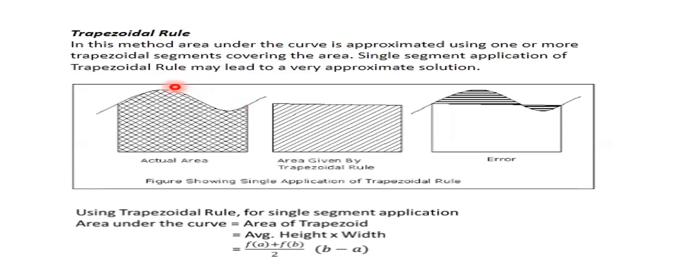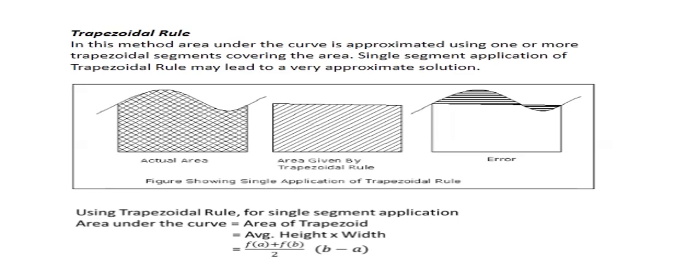If you look at the actual area and the area given by trapezoidal rule, then we can see that there is a lot of error. So the error is shown here. This is the actual error. This is the area missed by trapezoidal rule, and this is the excess area considered by trapezoidal rule. So single strip application of trapezoidal rule results in a very approximate solution. But still, this is some sort of solution.